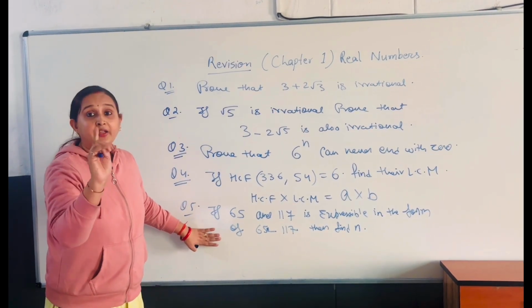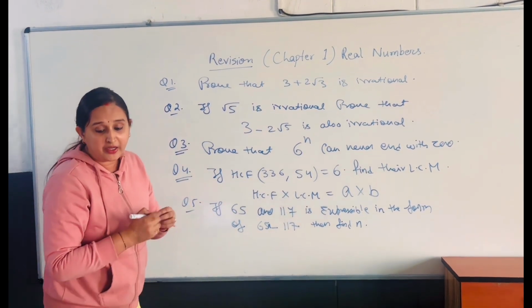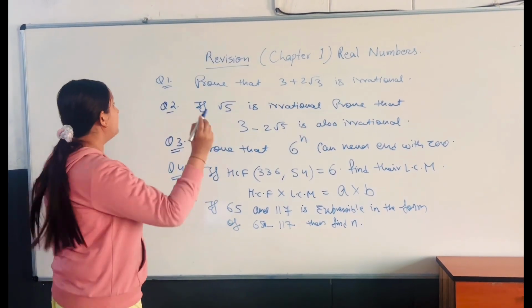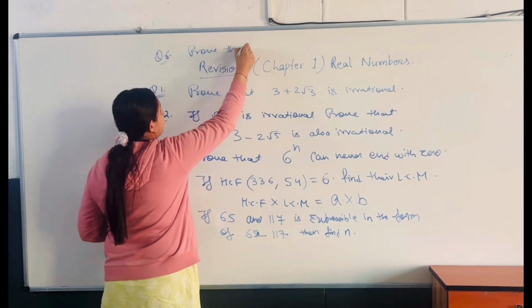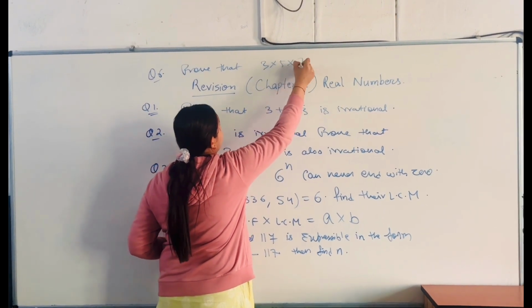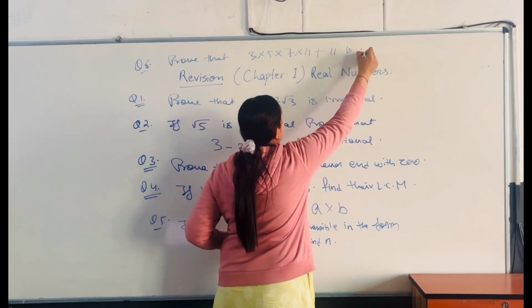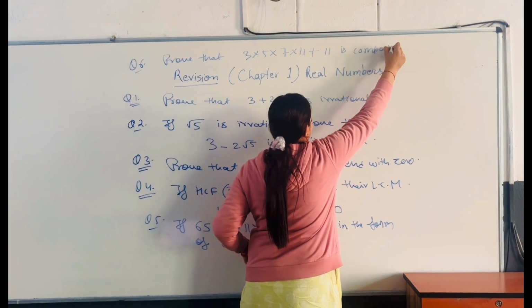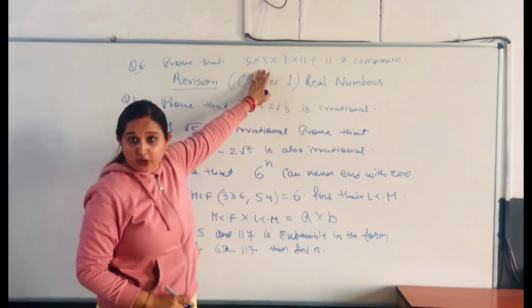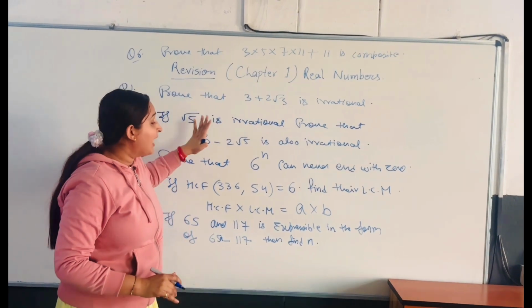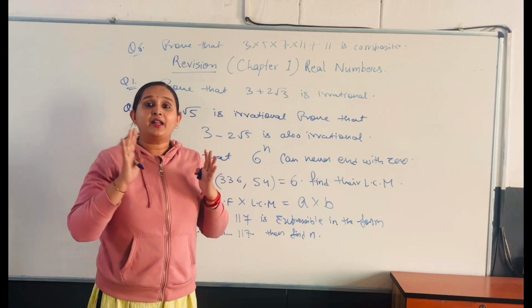Apart from that, again there is a 1 mark question. One more question I am going to provide you. Prove that 3 into 5 into 7 into 11 plus 11 is composite. So here you have to prove. So these are the short questions, and the last question will be a word problem from HCF and LCM.